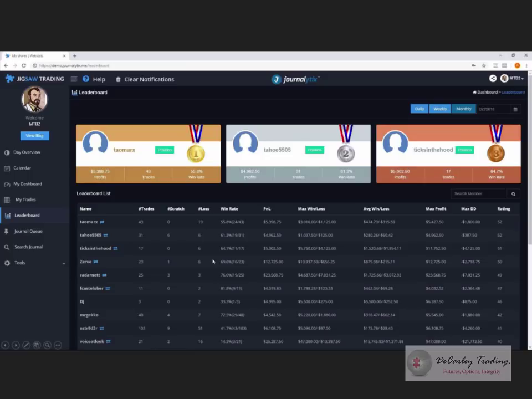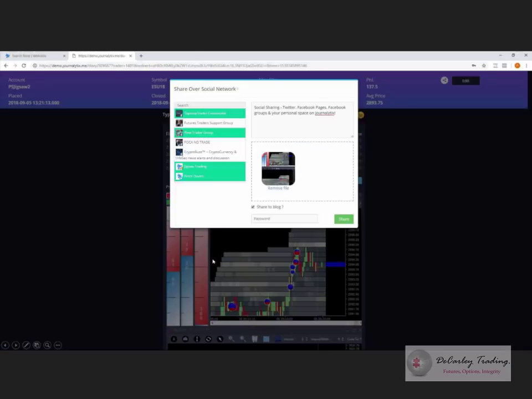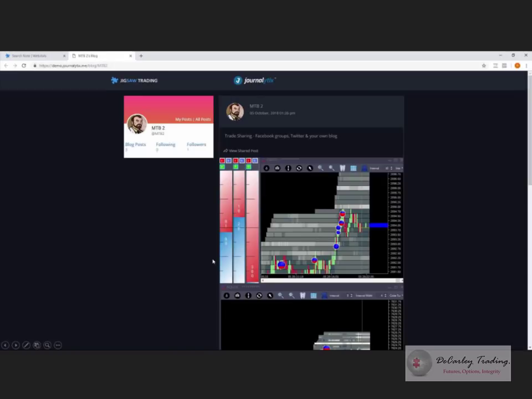Now, the other way of putting yourself out there is with social sharing. Right now you can share to Twitter and Facebook, but after sharing, it actually generates a link that you can share anywhere. You can also share to a blog hosted on the Journalytix site. And here's a shot of what a blog looks like. Your shared post will appear here, and both members and non-members alike can see the post and subscribe to your blog.